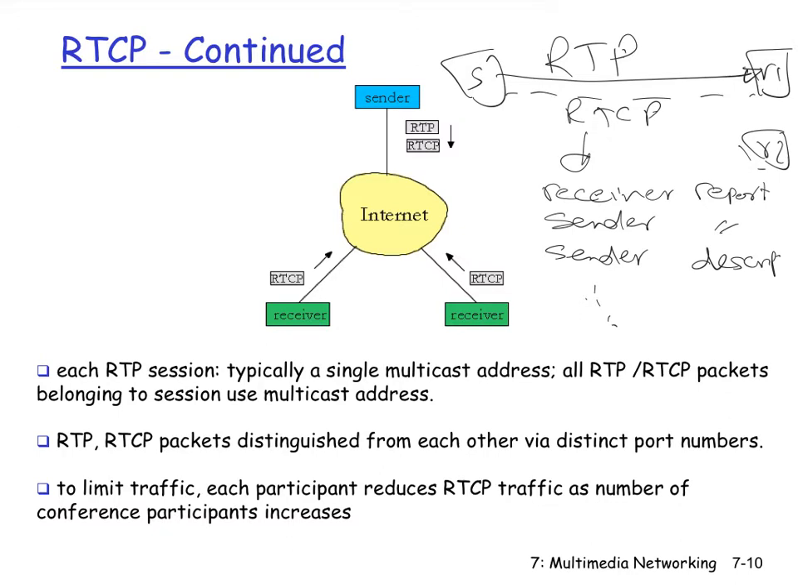So these messages get sent periodically over the RTCP session, which is separate from RTP. It's on a different UDP port. So it's separate in a way from the RTP session. Okay? As we said here, RTP and RTCP packets are distinguished from each other via distinct port numbers. So they are sent on separate UDP sessions, so we can separate them from each other. Okay? Any questions?